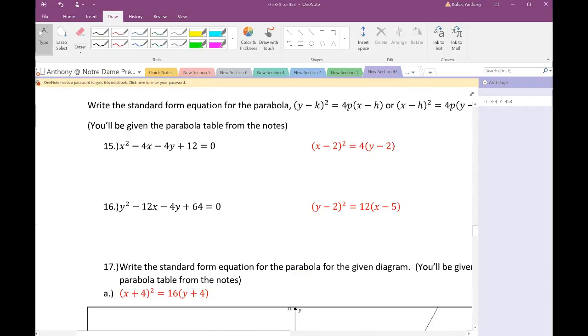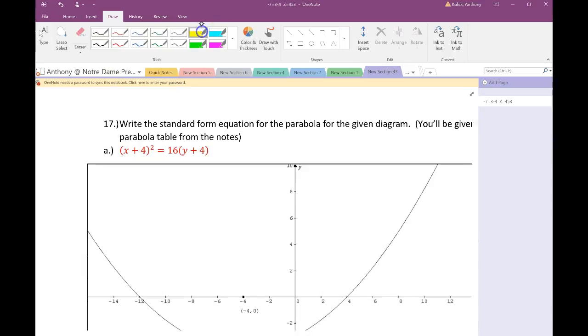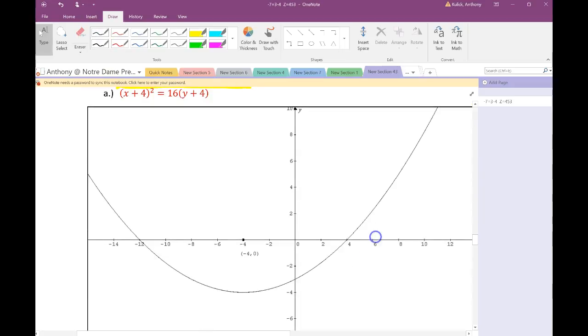For 15 and 16, where you're writing the equation for the parabola, similar idea, but you only have to do the completing the square once, which is nice. For 17, where we ask you to write the equation for the parabola from the picture, notice that I tell you you'll be given the parabola table from your notes. So you don't have to memorize any of that stuff. I'll give you that table to go along with this kind of a problem, because knowing the formulas for the focus and directrix.